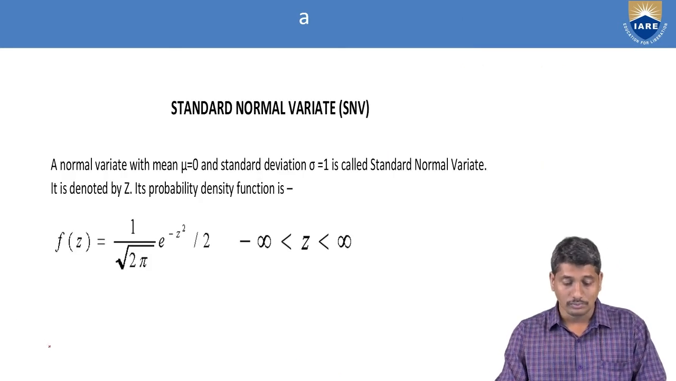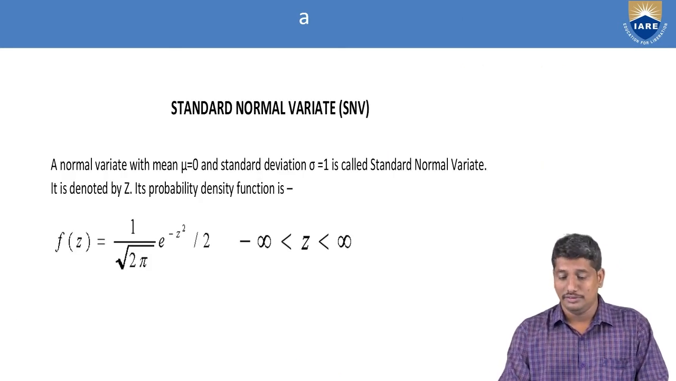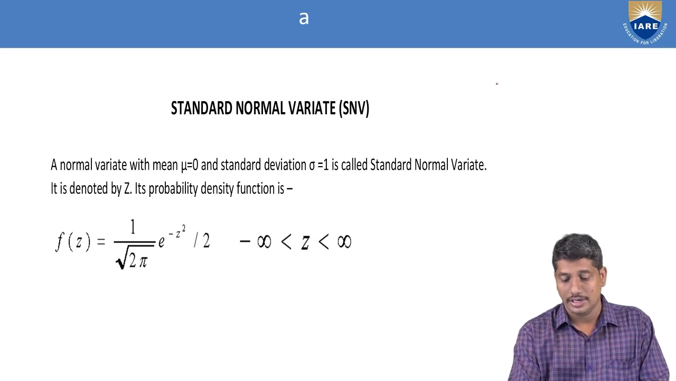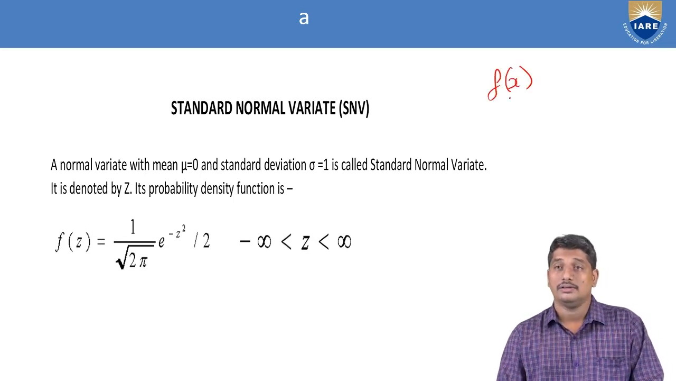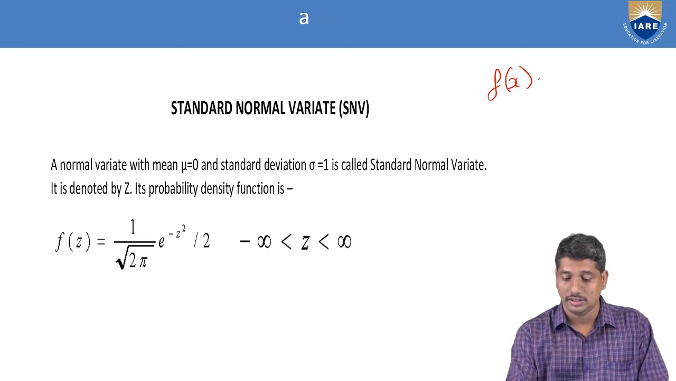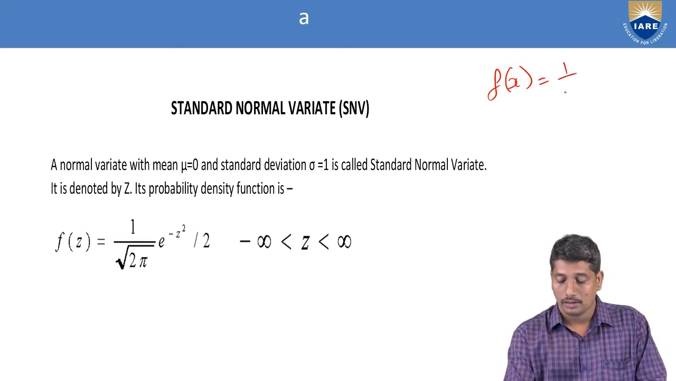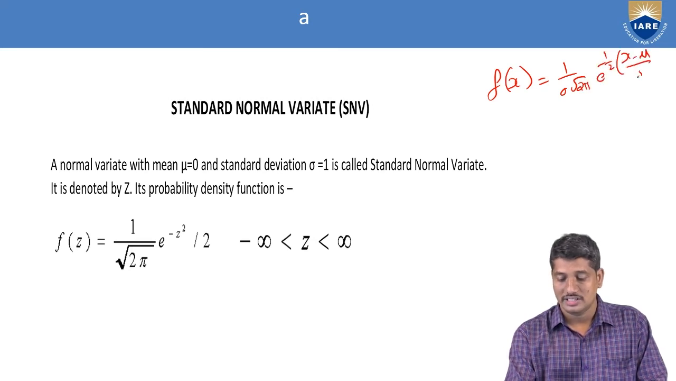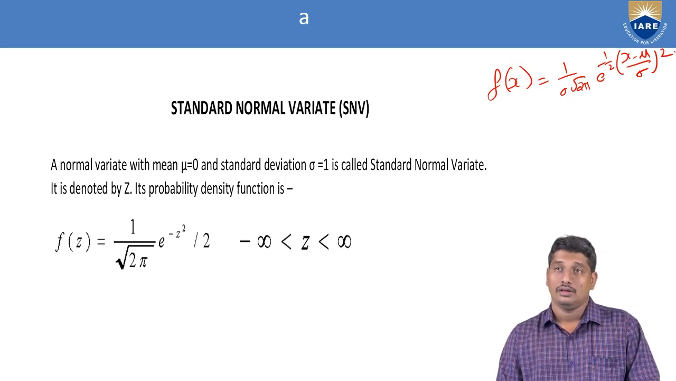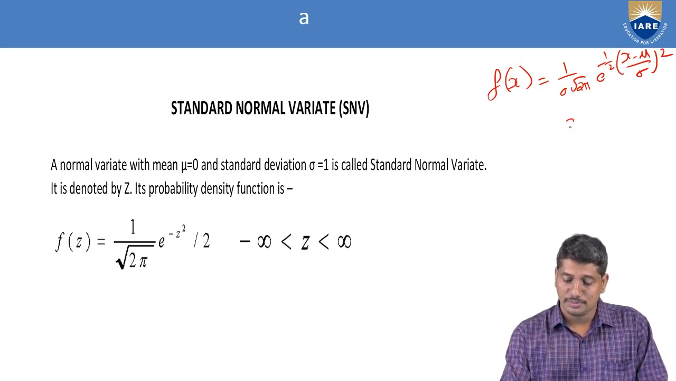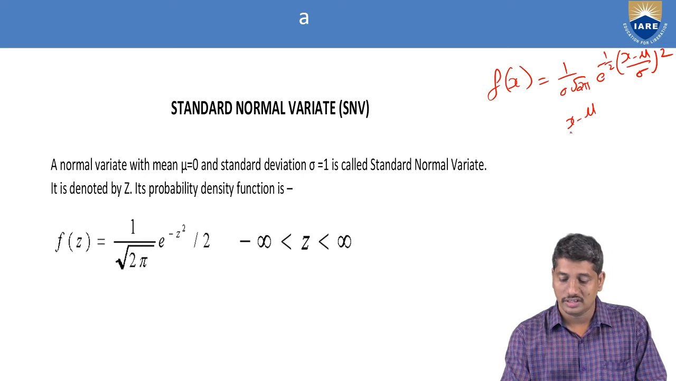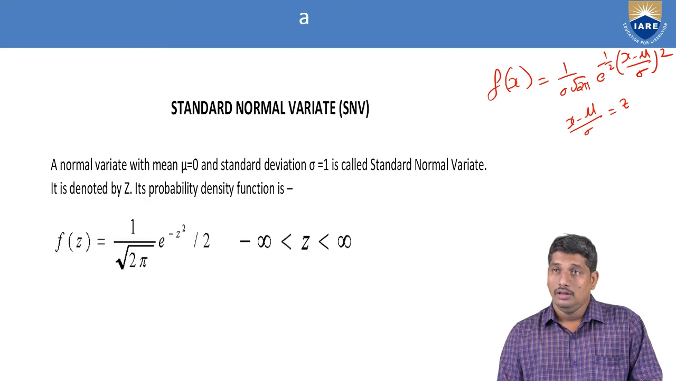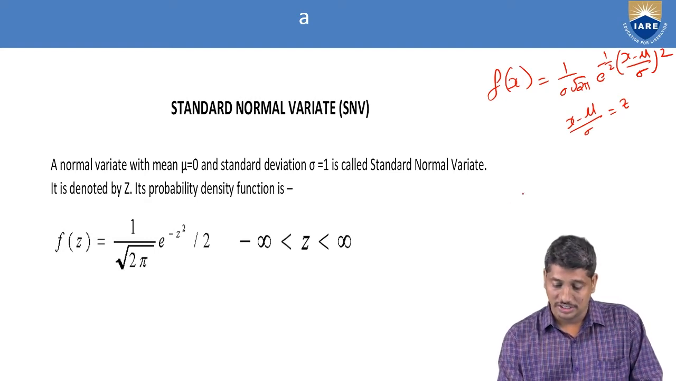Now, this is a standard normal variate. Let us see how this is written. First, let us consider a general normal variate. f of x is equal to 1 by sigma root 2 pi e power minus 1 by 2 into (x minus mu by sigma) whole square. Now, let us imagine that (x minus mu) by sigma is z. Then what happens? Let us check.